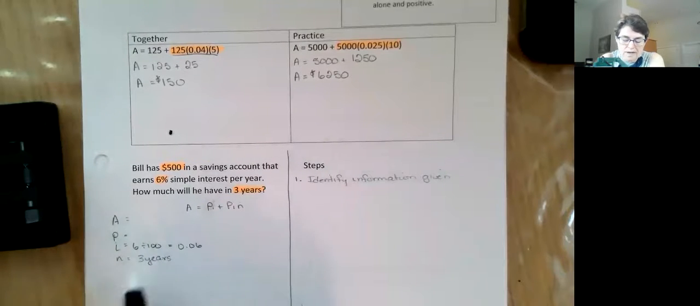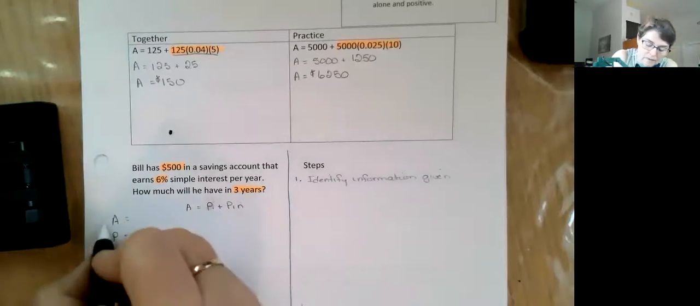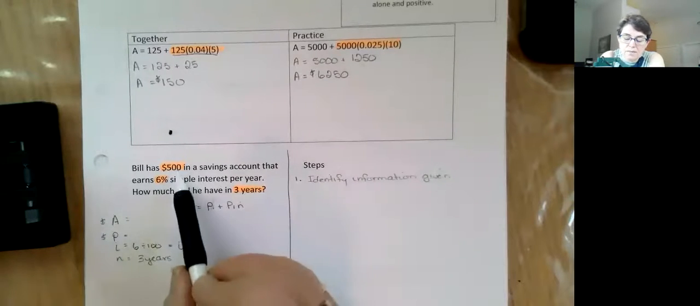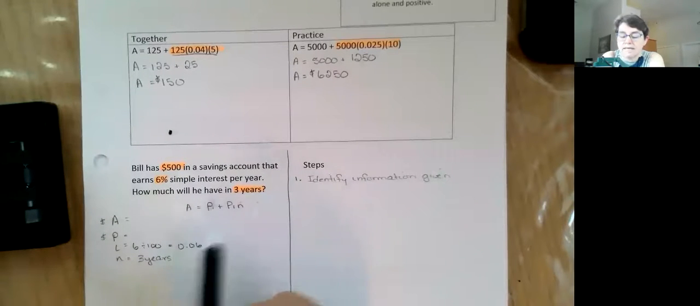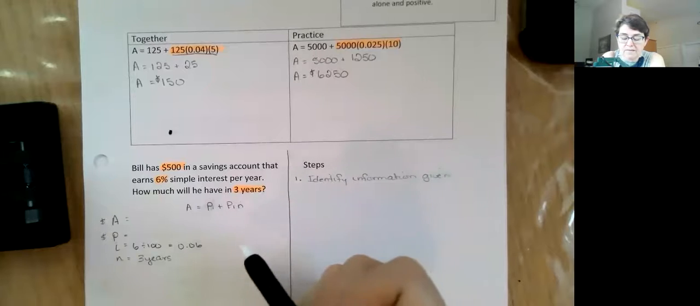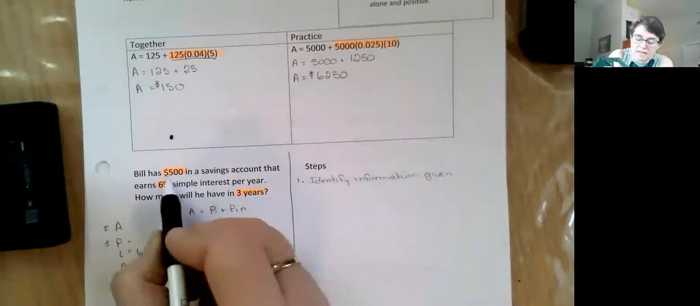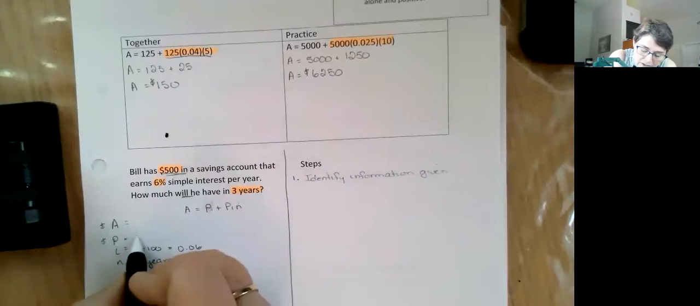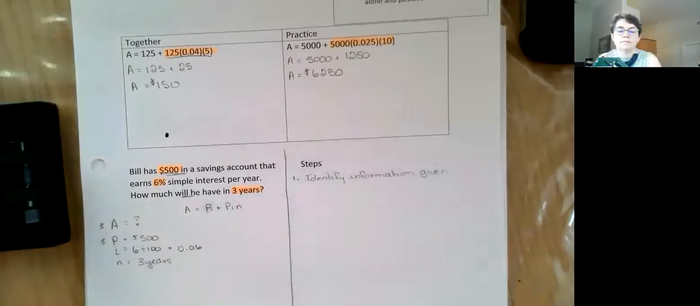By the way, when you do these, I is always going to be your percent, N is going to be some kind of time frame, and these two are going to be money, some dollar amount. Now, is this what he has at the start, or what he has in 3 years? The way I read the question, he has it in a savings account, and how much will he have in the future? So that's what he's starting with, and A is what I don't know.